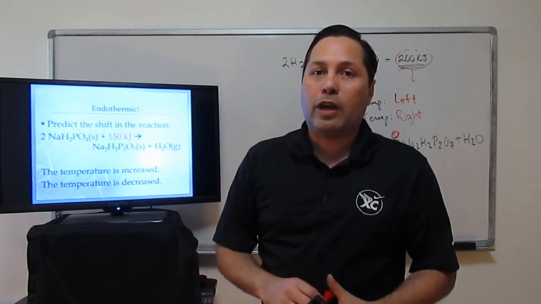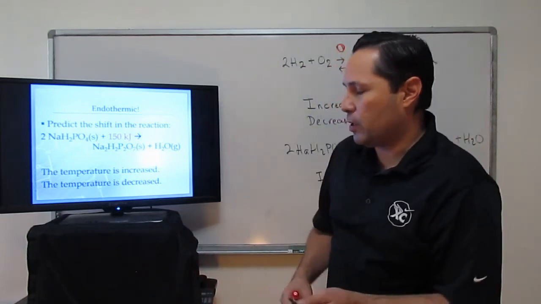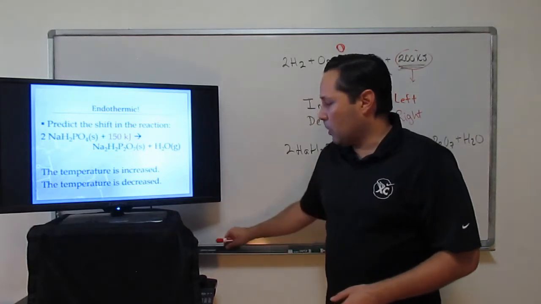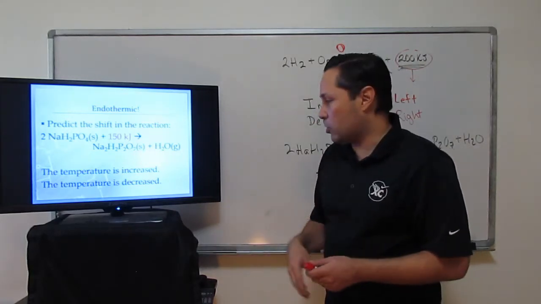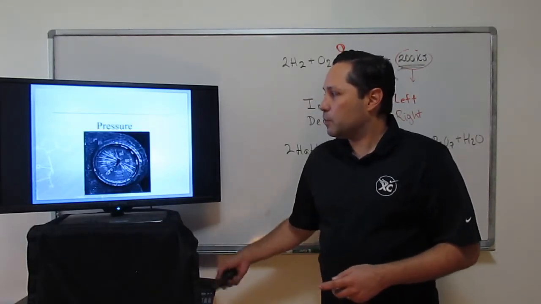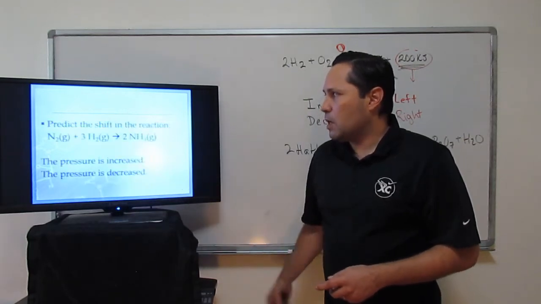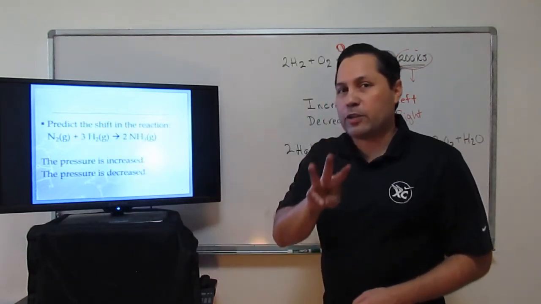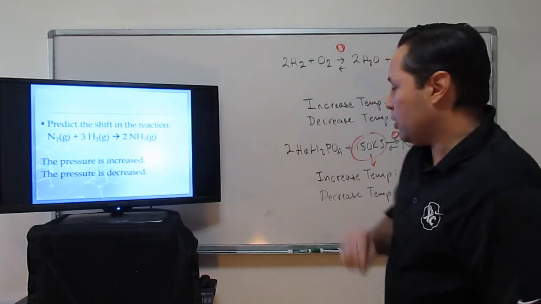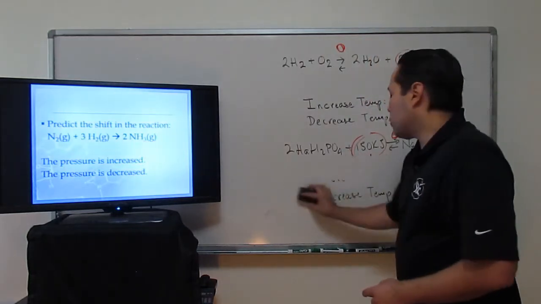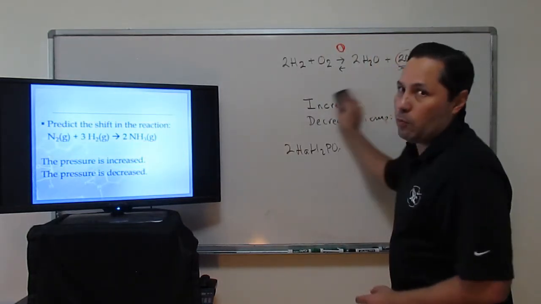Now we're going to go ahead and look at pressure. Now pressure is a little bit different. The examples I've been using with my ruler no longer apply for pressure. Pressure is slightly different. All right, so that's up next. So we're going to look at 3 different reactions for pressure. All right, so here's our first one. It is nitrogen reacting with hydrogen to create ammonia.